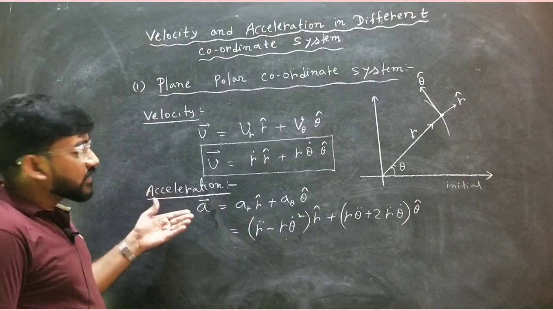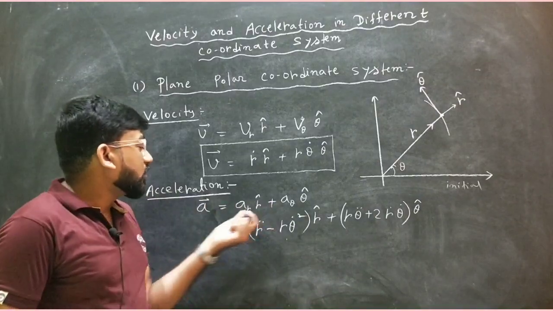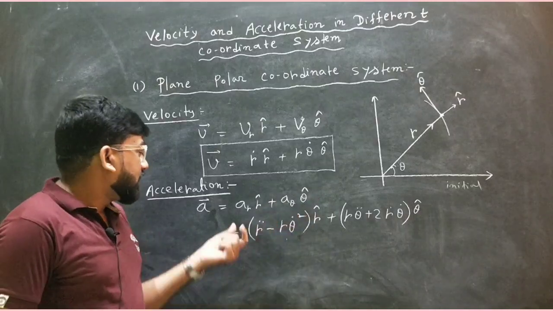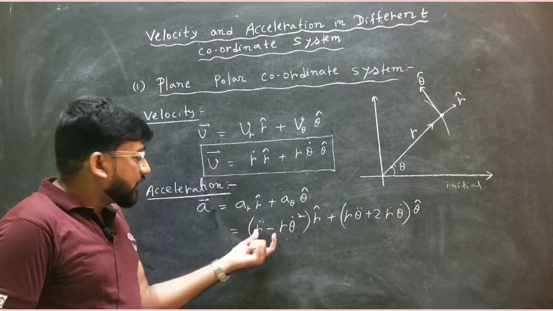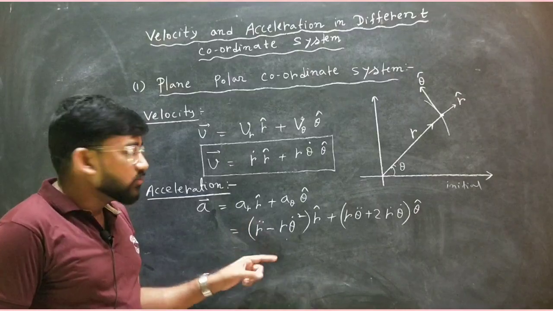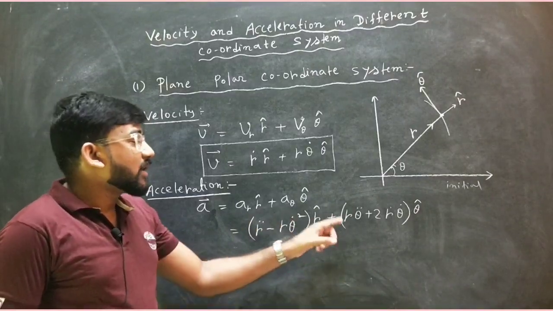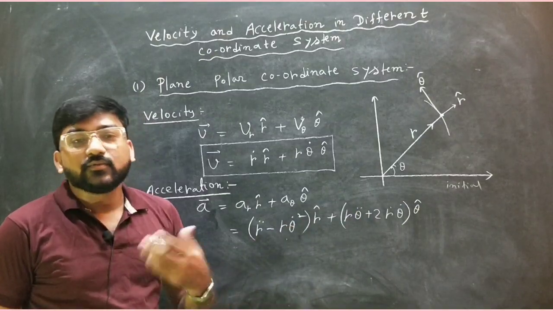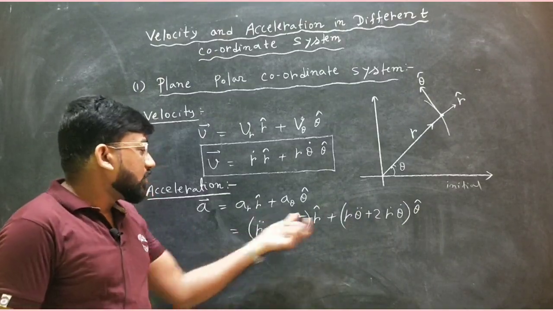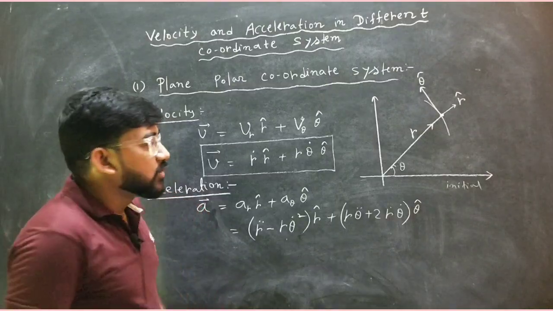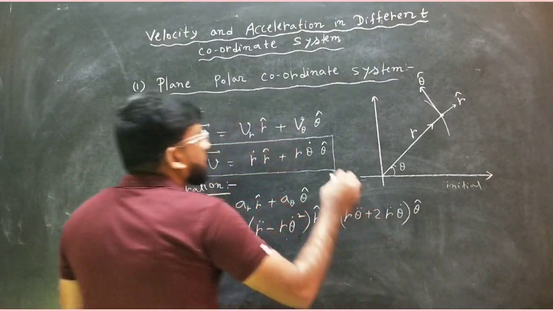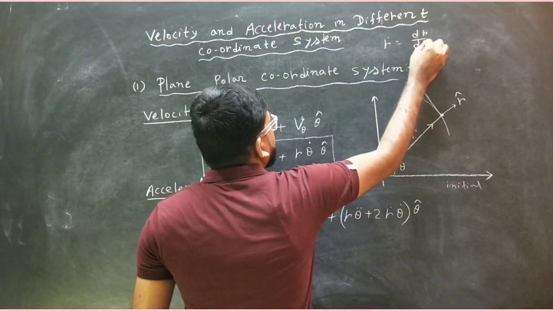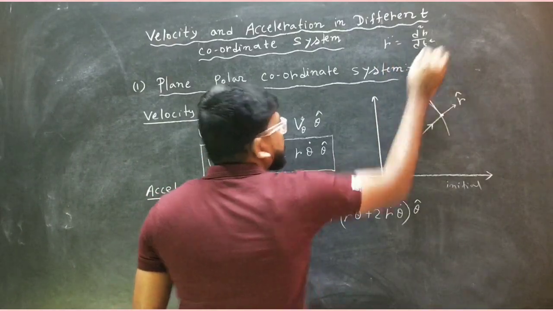And then the acceleration will also have two components. One is along the radial component, that is ar r cap, and another is along the transverse component, that is a theta theta cap. The magnitude of ar is r double dot, that means d2r dt2, minus r theta dot square, r cap, plus a theta is r theta double dot plus 2 r dot theta dot, theta cap. Here one dot means the first derivative with respect to time, and double dot means the second derivative with respect to time. So if you talk about r dot, then obviously it is dr by dt, and if you talk about r double dot, then it will be d2r dt2.